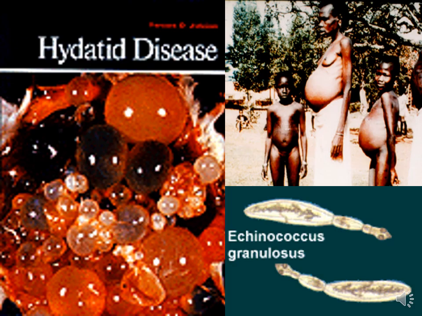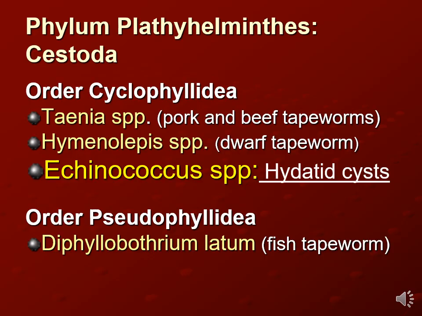Okay, next we go to hydatid disease. Well, hydatid disease is produced by the worm that you see on the right-hand side, the lower corner, Echinococcus granulosus. So it's another tapeworm. Let's see what's the story with that. Looking at the cestoda under the order of Cyclophyllidea, we have studied Taenia, the pork and beef tapeworm, Hymenolepis species, the dwarf tapeworm, and the last one, Diphyllobothrium latum, the fish tapeworm. And now we shall study Echinococcus species.